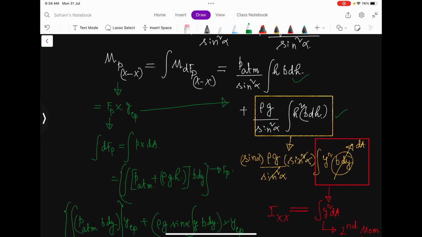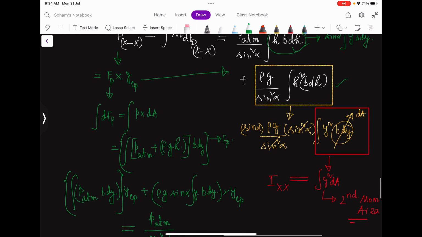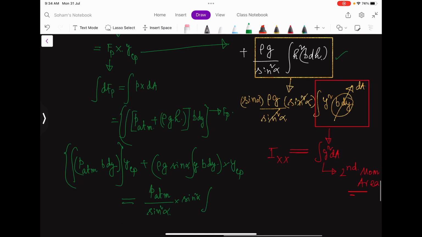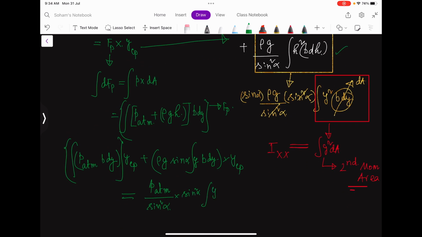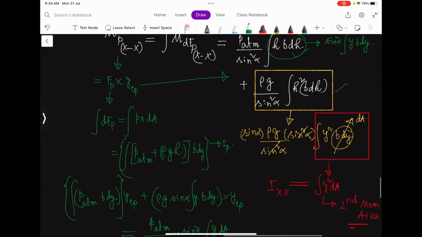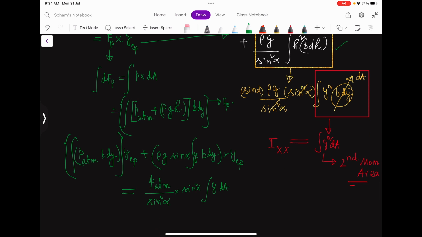Now this H b dH can be replaced as sine square alpha into y b dy, because H equals y sine alpha. So into sine square alpha, y b dy means what? y into dA. So this is y into dA.